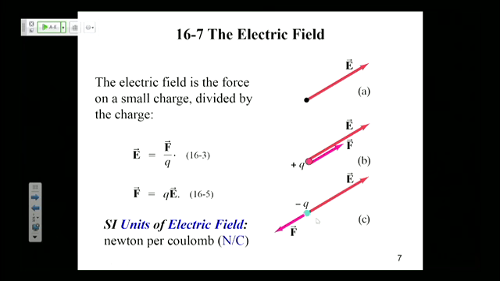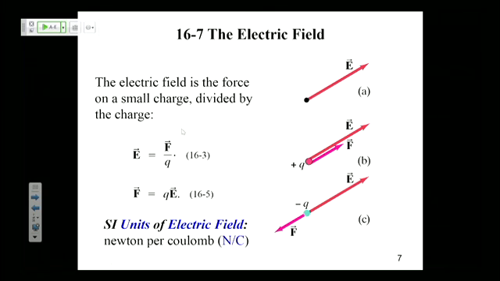While, as you see in figure C, if the charge is negative, then the force and the electric field are opposite to each other. In fact, you can predict this behavior by just going to equation 16.5. F and E share the same direction if Q is positive, while if Q is negative, then you will get a minus sign, which means E is opposite to F.